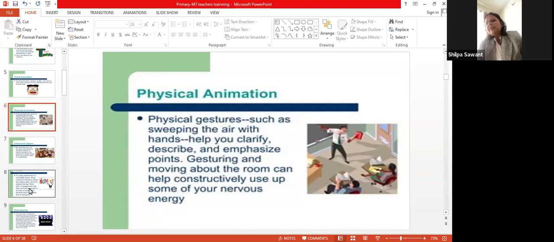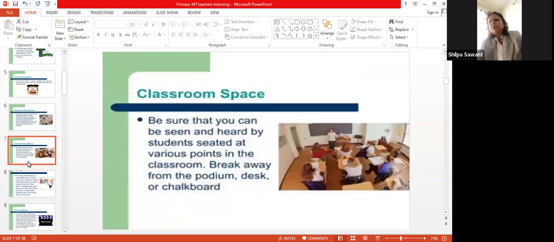Now, the next one which I want you all to know is the classroom space. The classroom space is very important. We have 1 row, 2 rows, 3 rows over there. Why not change, break away? Even when the teacher is talking, why does she have to be near the podium or her desk, or near the screen or the blackboard or something like that?